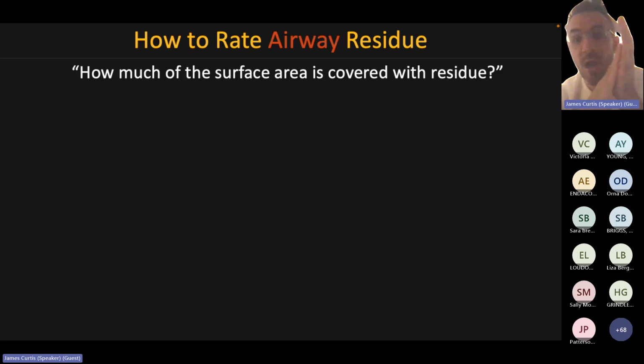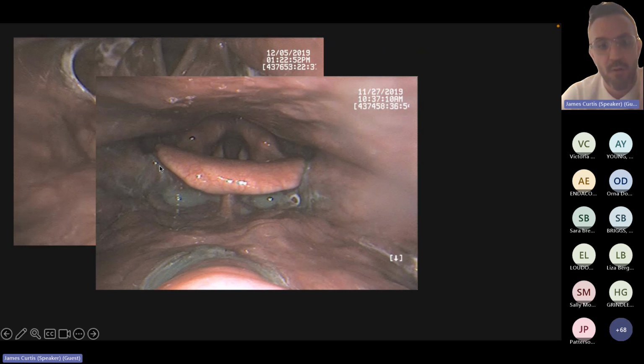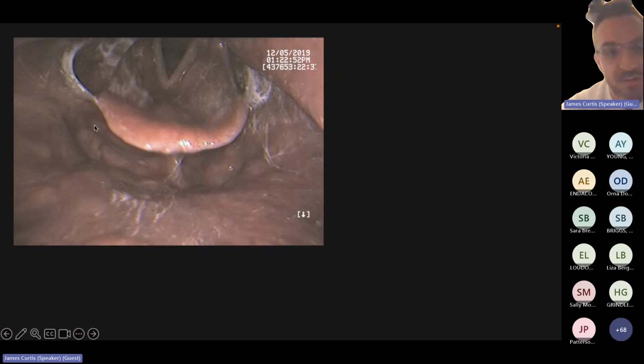So the mucosa could be 100% coated with residue. But if it's just coating and it's not filling up, it's a low number. Let's do this one. If this entire thing is coated, I would still give that rating around 2% because it's not filling up the vallecular space. It's not filling that three-dimensional space. So for vallecula and for piriforms, we're really talking about how filled is that space, not how covered is it.